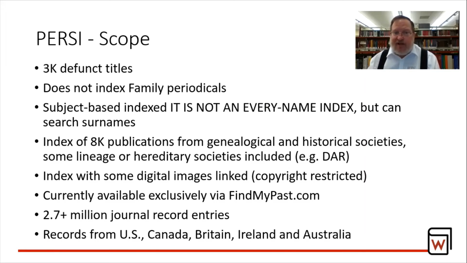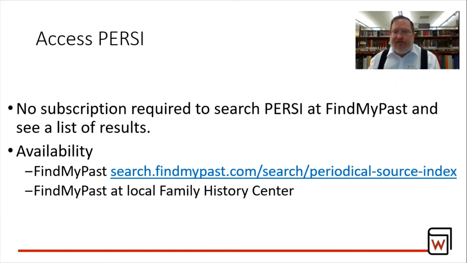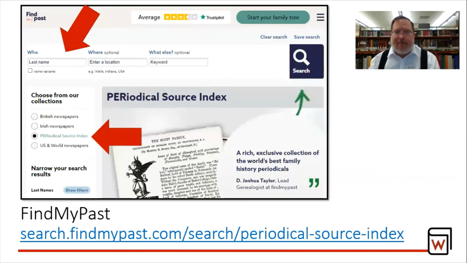Roughly 8,000 publications. Some are linked, as I said, to digital content. Not all. They are working to do that, I think. And it's only available through findmypast.com. It has records of the US, Canada, Britain, Ireland, and Australia. So this is the link that you will need to click on to get to Percy through Find My Past. When you click on that link, you're going to get the who, where, and what of Find My Past.